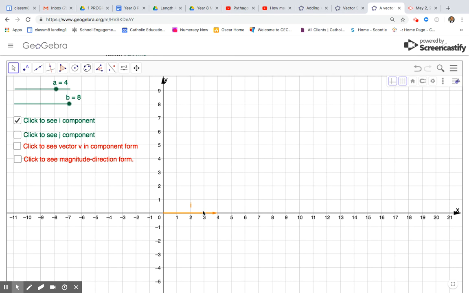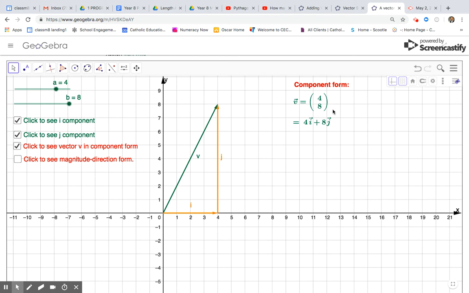So in this case, it is 4i. The j component is going to go up this way, and it's going to go up 8. So that is the i component. That is the j component. If we want to look at that vector in component form, that's what it looks like. So the vector v is (4, 8), and that equals 4i plus 8j, where i is just a 1 unit vector in the x direction and j is a 1 unit vector in the y direction.